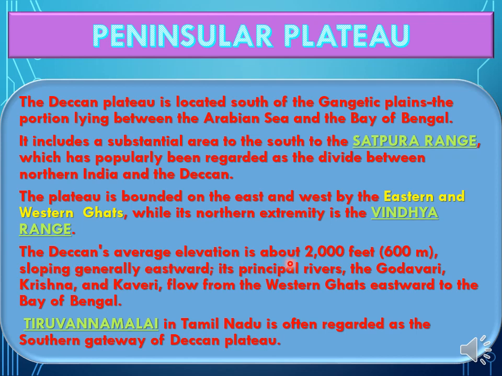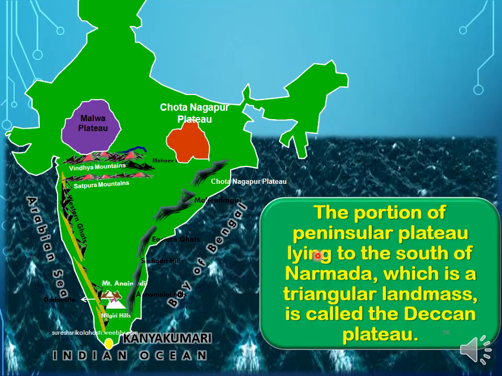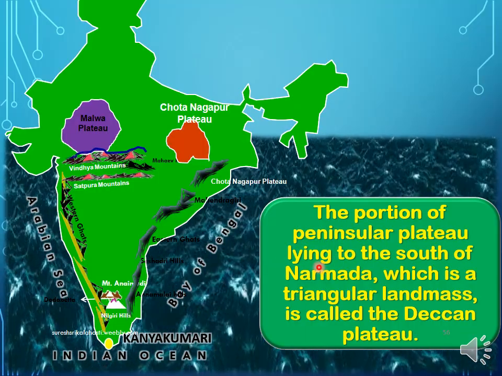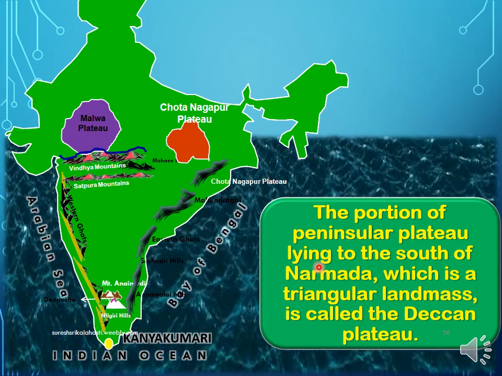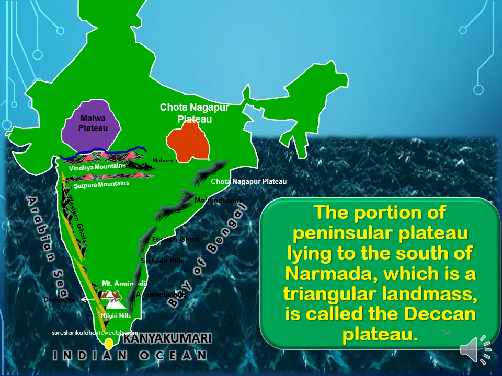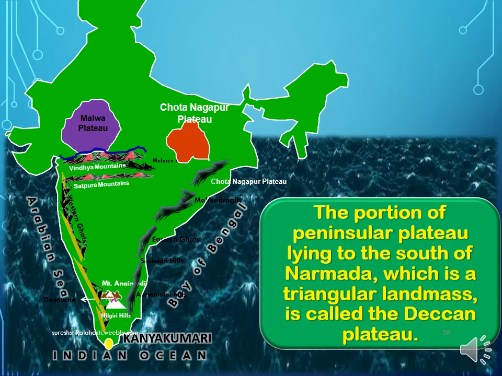Deccan's average elevation is about 2000 feet, that means 600 meters. In this peninsular plateau, there are lots of rivers. Godavari, Krishna, Kaveri flow from the Western Ghats towards the east. Tiruvannamalai in Tamil Nadu is often regarded as the southern gateway of the Deccan Plateau. The portion of the Peninsular Plateau lying south of the Narmada, which is a triangular landmass, is called the Deccan Plateau.